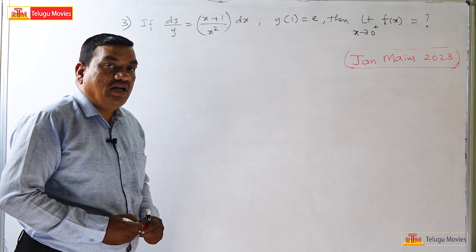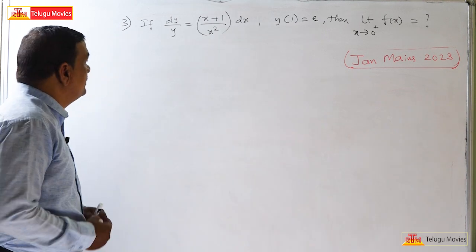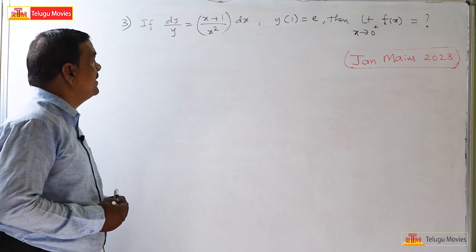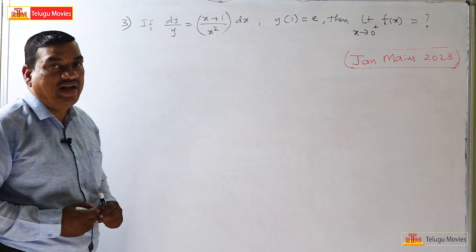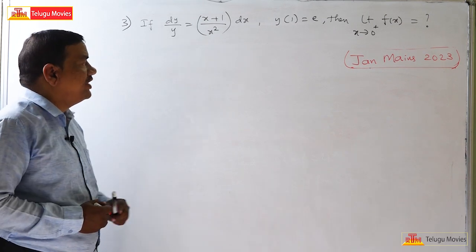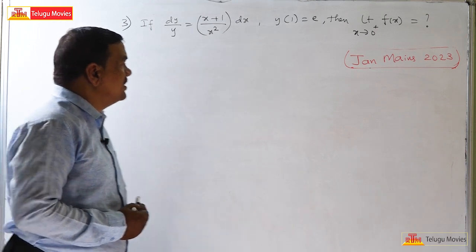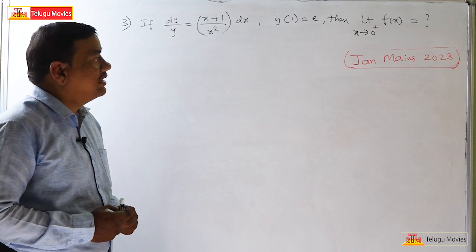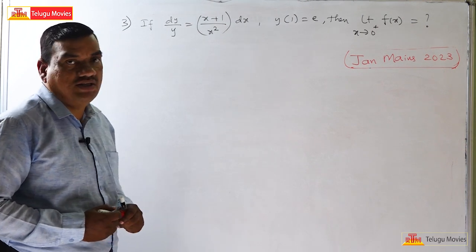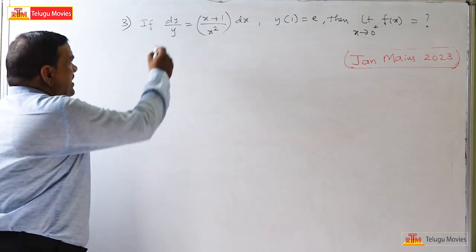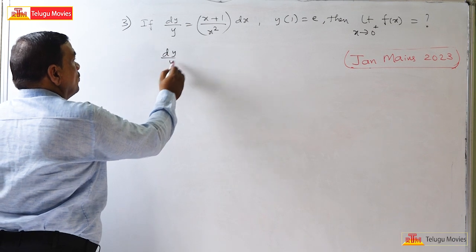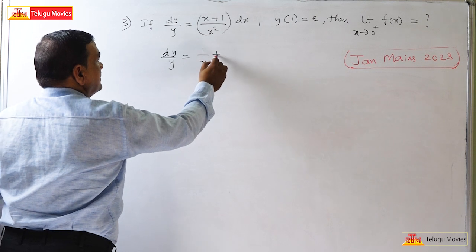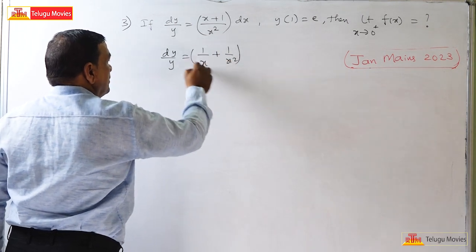Hi students, welcome to this problem. See here, a differential equation is given. So dy by y is equal to x plus 1 upon x square dx. Y of 1 is equal to e, then limit x tends to 0 plus, that means the right hand side limit of f of x is equal to how much? So very easy problem. So this is equal to y. Now separate here. So this is x plus 1 by x square dx.